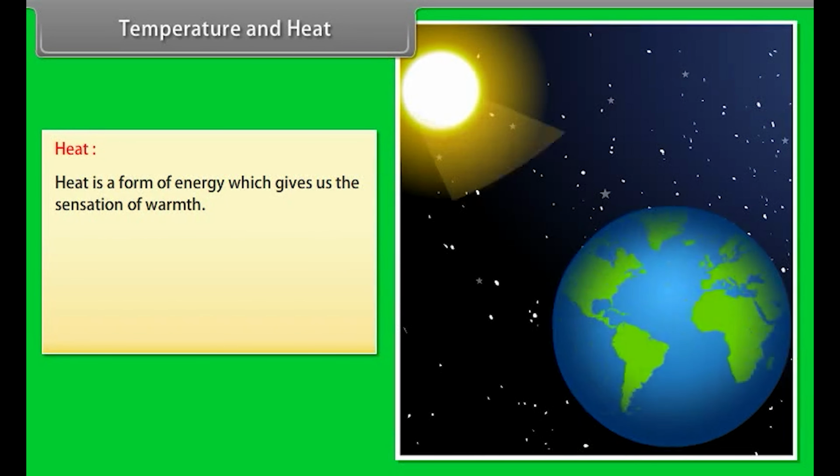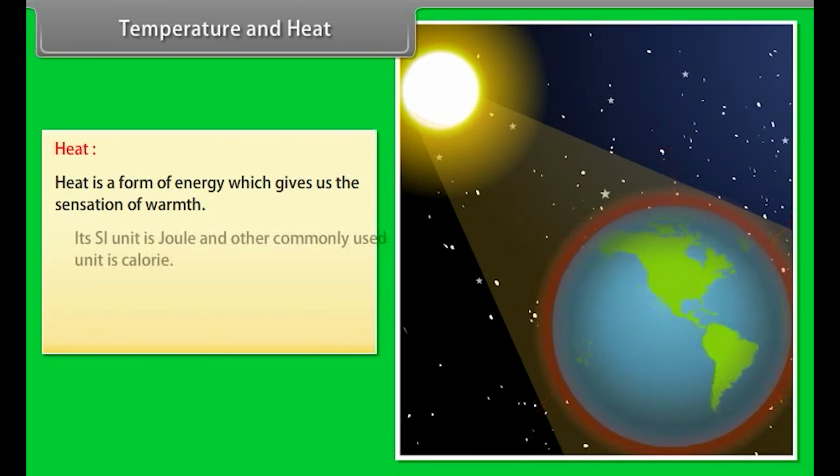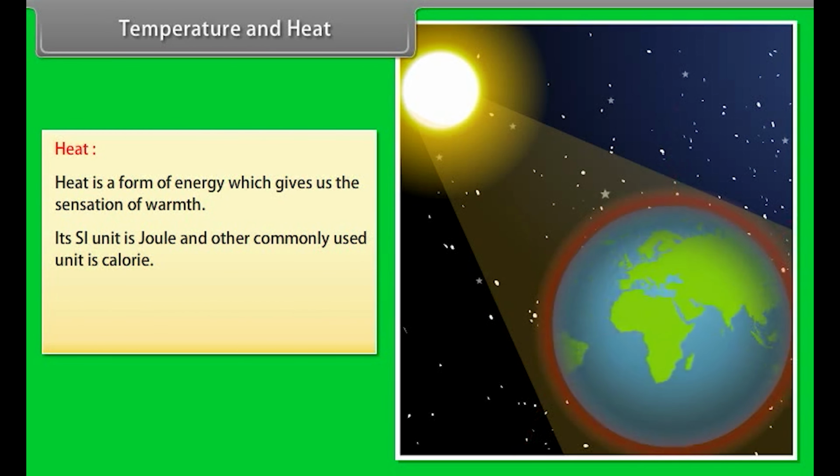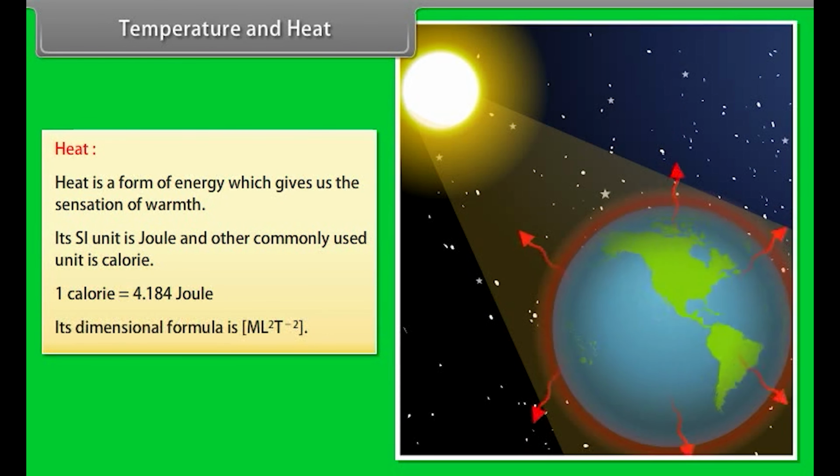Heat is a form of energy which gives us the sensation of warmth. Its SI unit is joule and other commonly used unit is calorie. 1 calorie is equal to 4.184 joule. Its dimensional formula is ML squared T to the power minus 2.